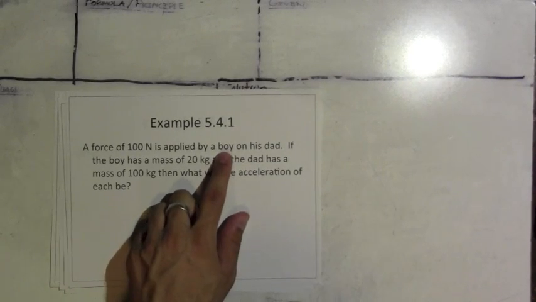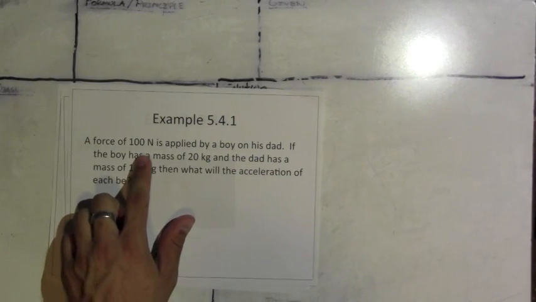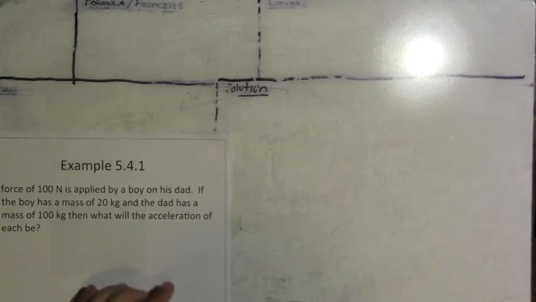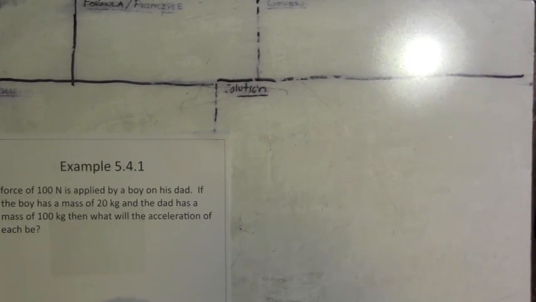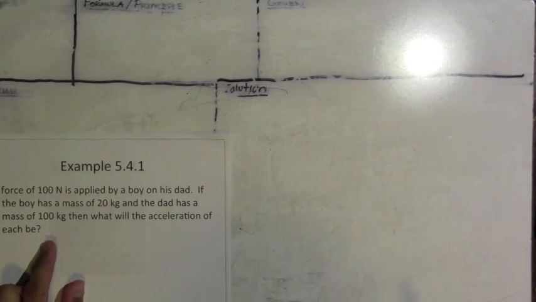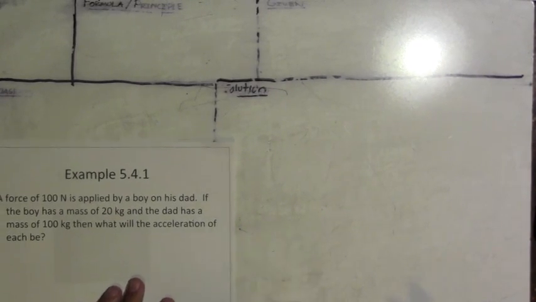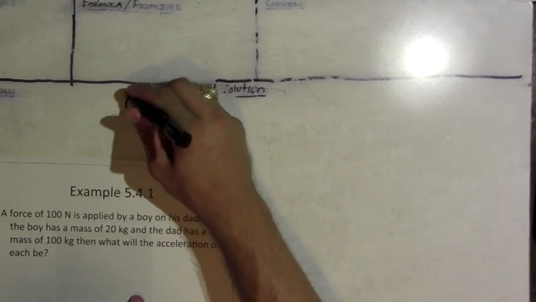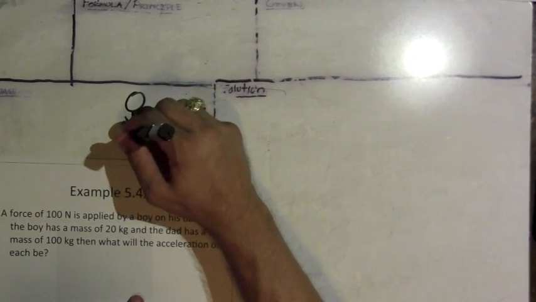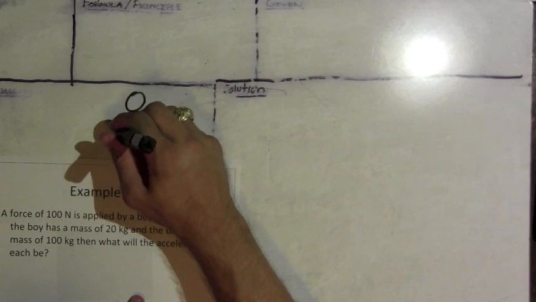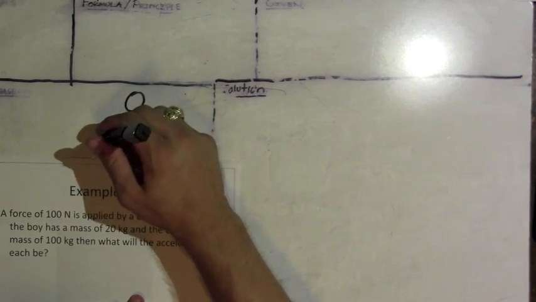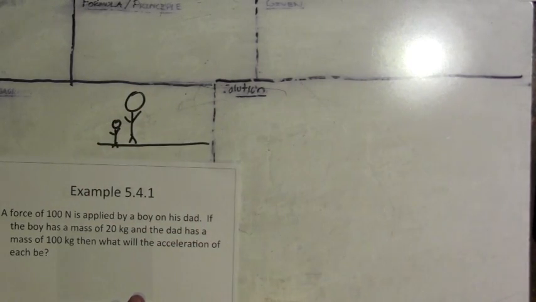This is example 5.4.1. It says a force of 100 newtons is applied by a boy on his dad. The boy has a mass of 20 kilograms and dad has a mass of 100 kilograms. What will the acceleration of each be? So you have dad and boy. We're going to assume that they are standing on a frictionless surface.